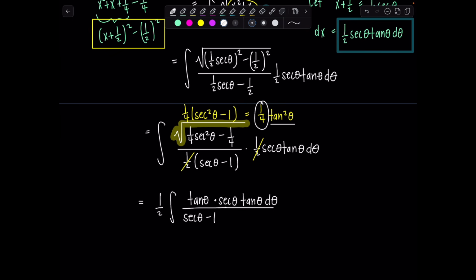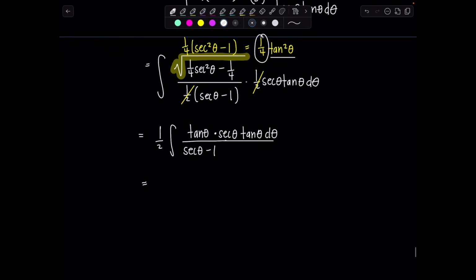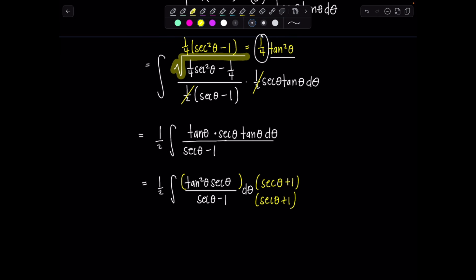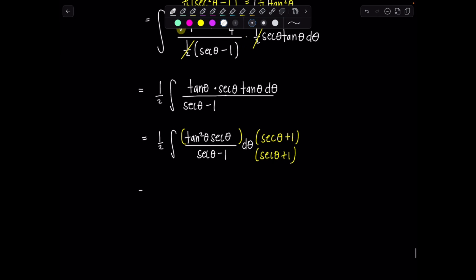Okay? The worst is over, truly. Yes, like, I don't believe you, Professor V. Please believe me. So 1/2, this is going to be tan squared theta secant theta over secant theta minus 1. Then I was thinking to myself, well, let me multiply by the conjugate of the denominator, then I can maybe use some trig identity. So secant theta plus 1, secant theta plus 1. And the most lovely thing unfurled. Yeah, I got really excited.